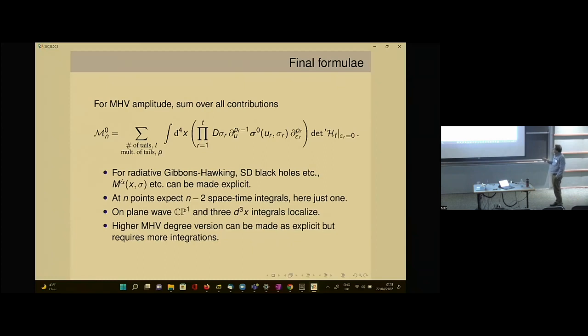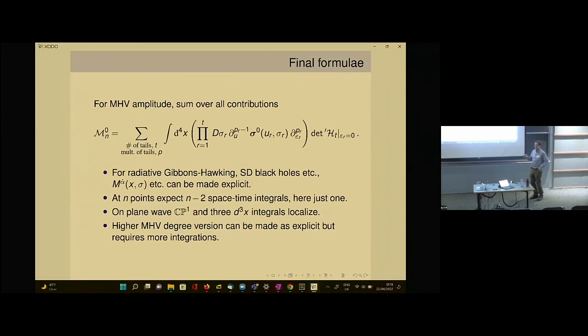So there's plenty of self-dual backgrounds which have good functional degrees of freedom on which we can make all of these ingredients explicit. So this is for the radiative Taub-NUT models, self-dual black holes, and so on. We can do this quite explicitly.